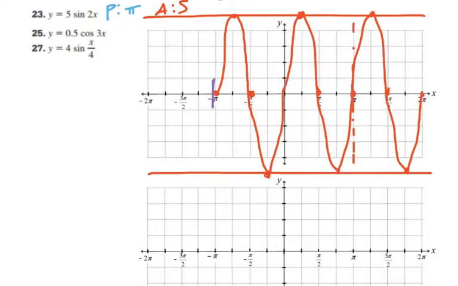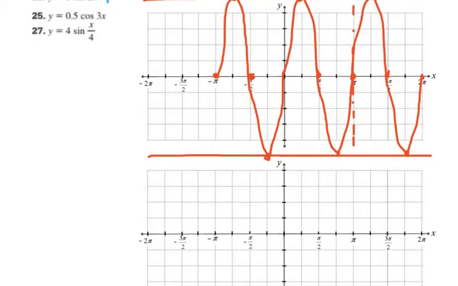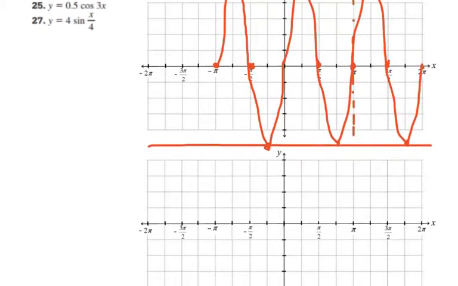Alright, then we move on to the next one. It's a cosine. It's got 3x, so that means its period is going to be 2 pi over 3. So 2/3 of just 1 pi, meaning, well, they're not broken into thirds. So let's see if I can do that. That looks like a third. So this would be pi over 3, and this would be 2 pi over 3. And then 3 pi over 3 would be pi.